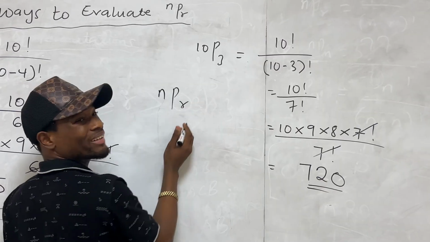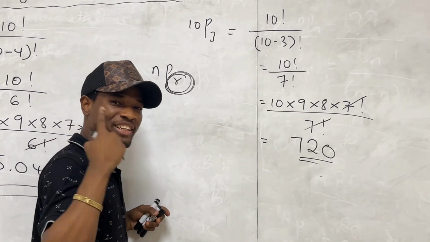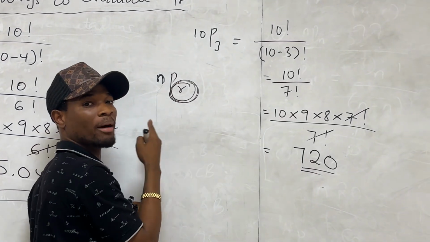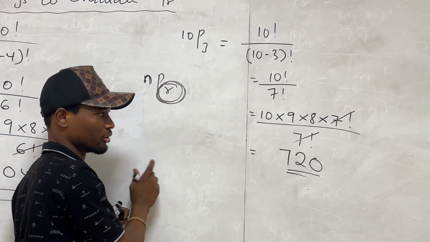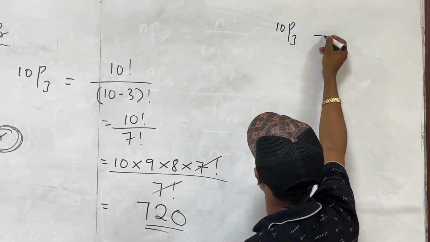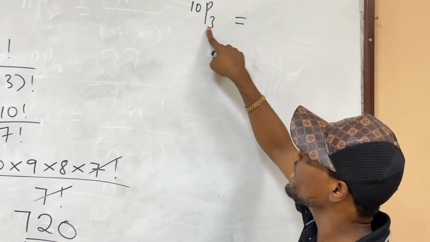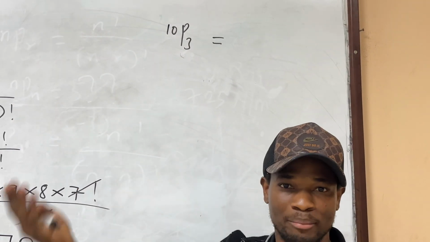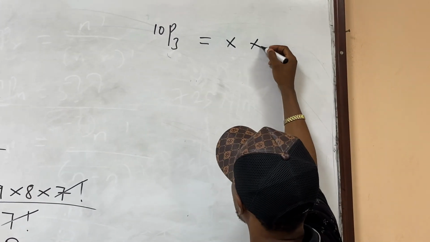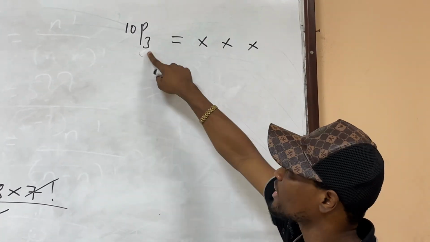So now, using the fastest approach, the trick is this. In n permutation r, the r here tells you the number of times you are doing the multiplication. This n here represents the total number of items in contention. So here, if I have 10 permutation 3, the 3 here is telling us that I am doing the multiplication 3 times. Do you get that? I'll multiply one item times another item times another item, then I stop at that point. So 1, 2, 3. That's the meaning of the 3 here.